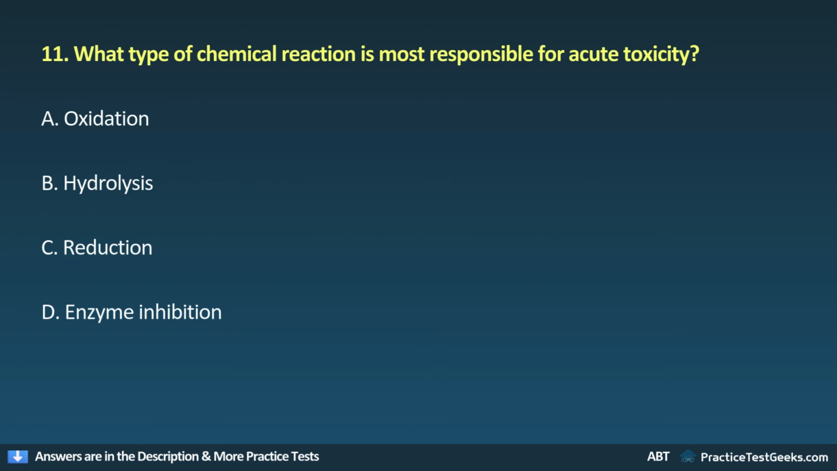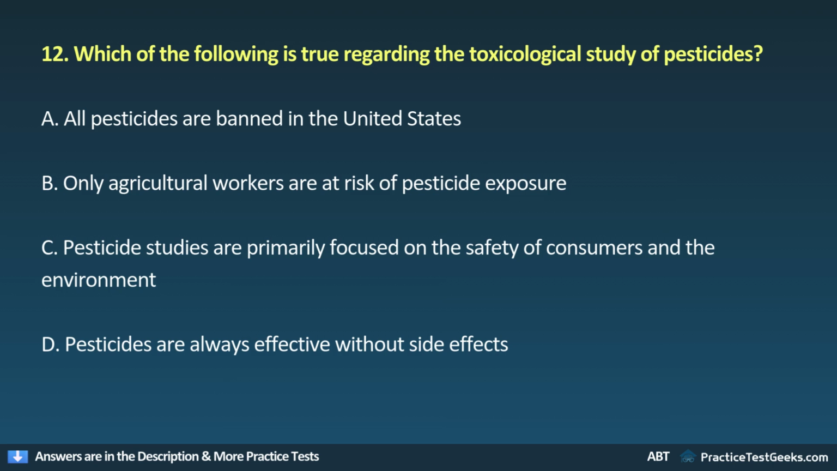11. What type of chemical reaction is most responsible for acute toxicity? A. Oxidation. B. Hydrolysis. C. Reduction. D. Enzyme inhibition.